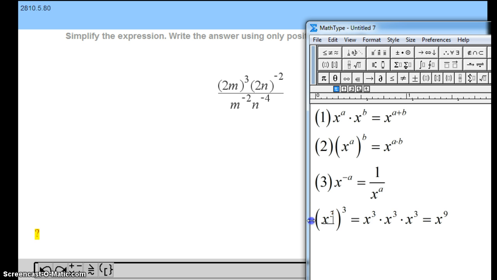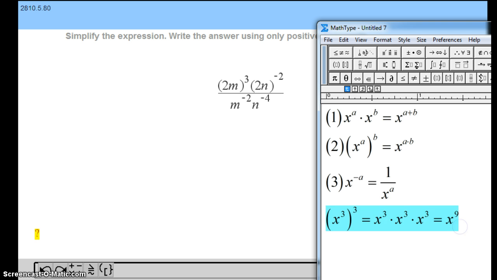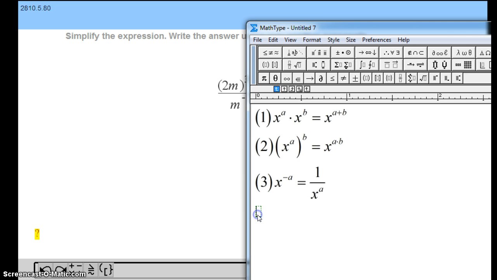The final rule, rule 3, is that x to the negative a equals 1 over x to the a. But the opposite of that is true. So a fourth rule that we could write would be the opposite of this, which is x to the positive a equals 1 over x to the negative a. We're going to want to remember all these rules, and if you forget them, just Google exponent rules and you will find them all over the web.